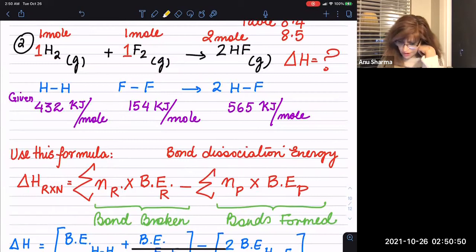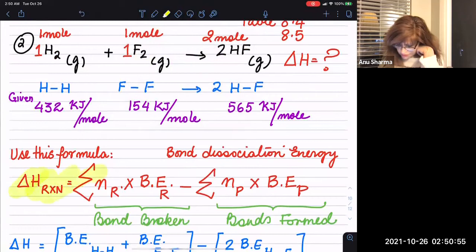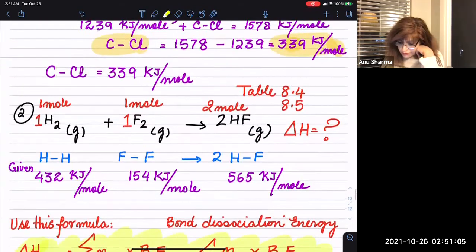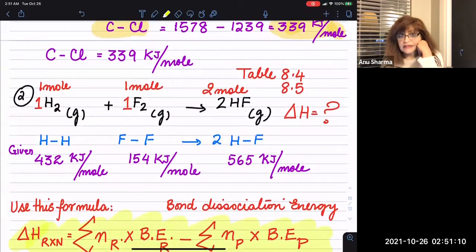This is the formula: bonds broken minus bonds formed. For a reaction in this case, if hydrogen and fluorine react and give you 2 moles of hydrogen fluoride, what is the value of delta H here? What is the total energy of this reaction, the enthalpy of this reaction?